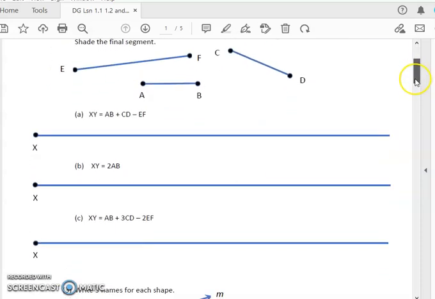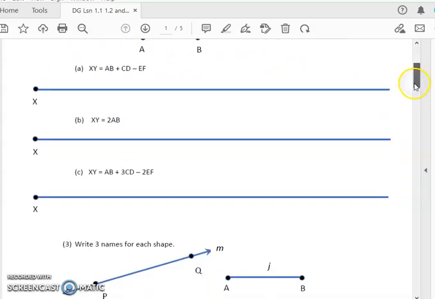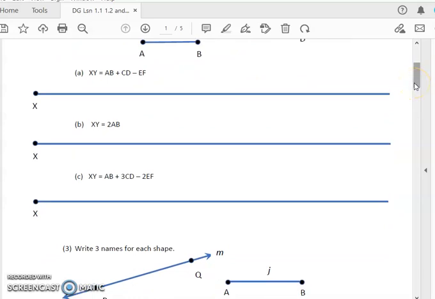So for the second problem, we're using these 3 segments to put together a segment that has a certain answer. All of these are going to be x, y. We're starting at x, and I'm asking you to take the AB length plus the CD length, take away the EF length, and then where would the endpoint y be to come up with this distance xy.